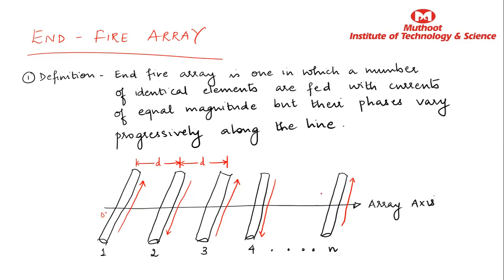So the direction of maximum radiation is always along the array axis. The maximum radiation will always be along the array axis in case of an end-fire array. So let's look at some of the characteristics of end-fire array.